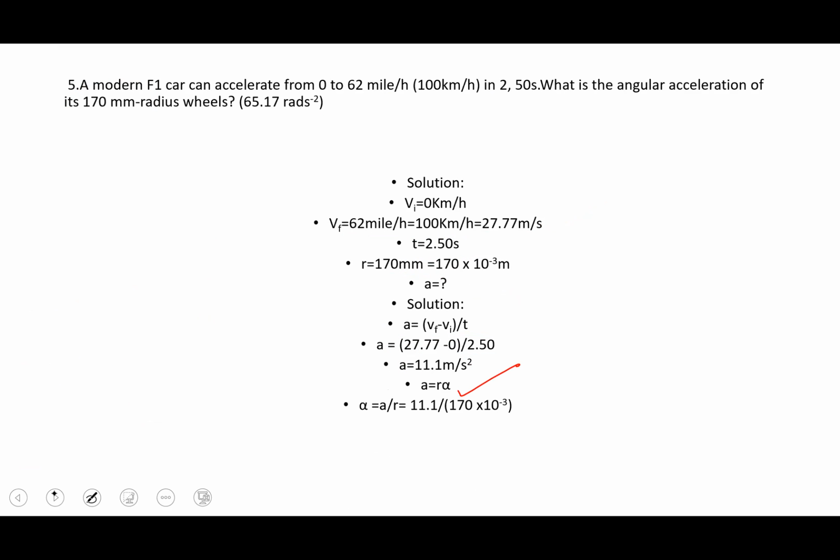From that, we found out the value of alpha is equal to A over R, which is equal to 11.1 divided by 7.170 into 10 to the power minus 3. The value of alpha will be given by 65.29 radian per second squared. That is the right answer. So here, don't be confused that this is alpha over here. Moving on to the next question.